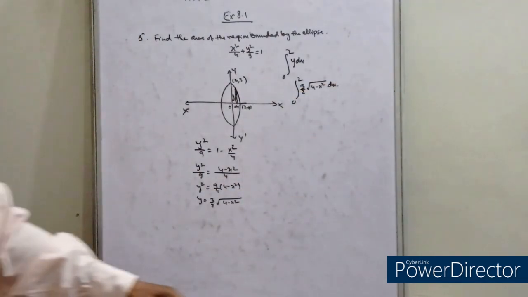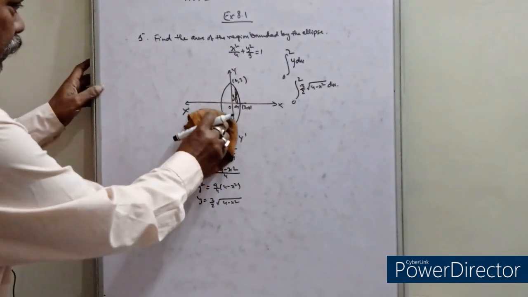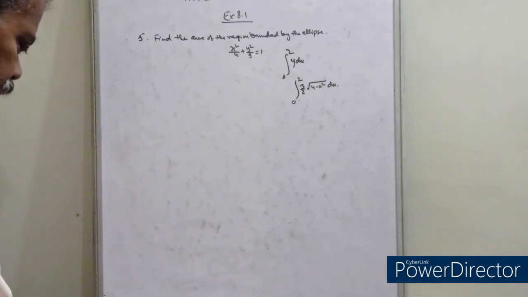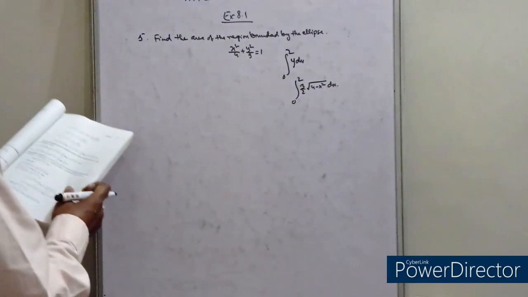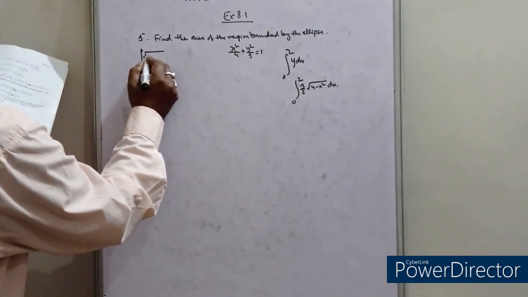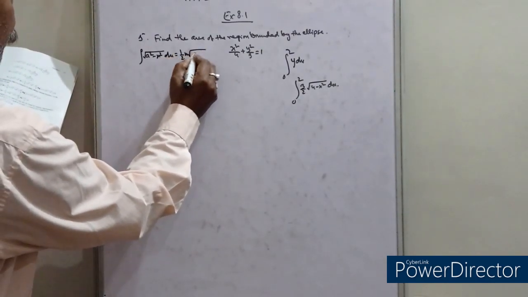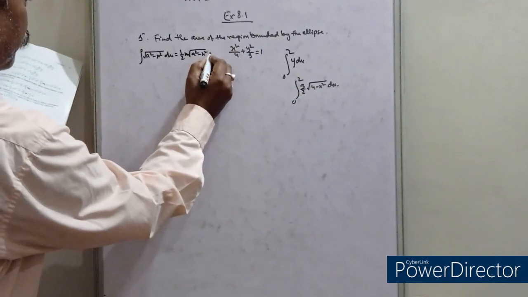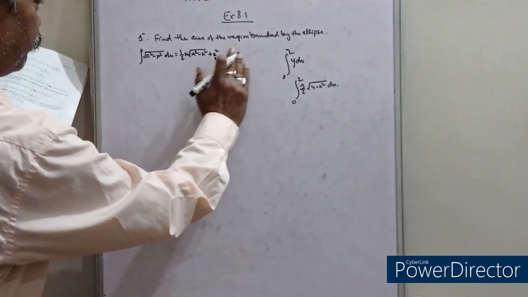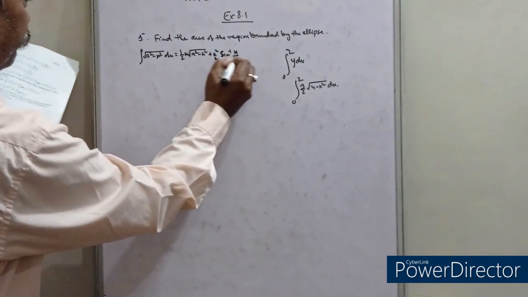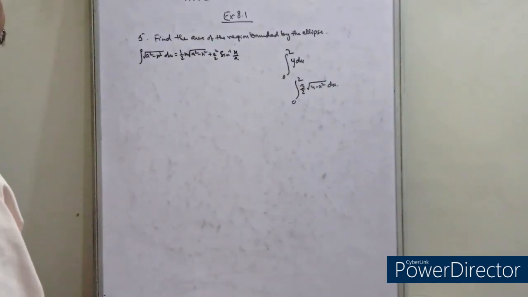So now I am going to solve it using the same formula that I used earlier. The formula is integration of root a square minus x square dx is equal to 1 by 2 x root over a square minus x square plus a square by 2 sine inverse x by a. So this is the formula I am going to apply here.